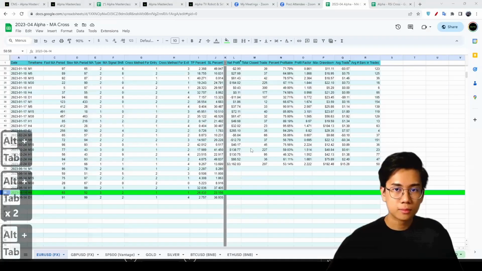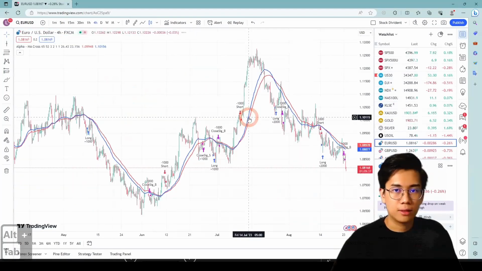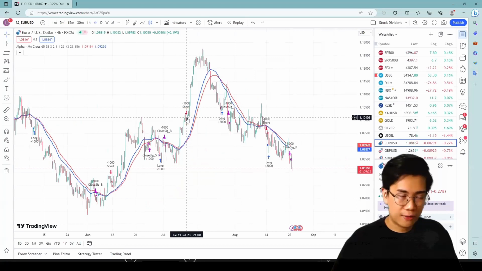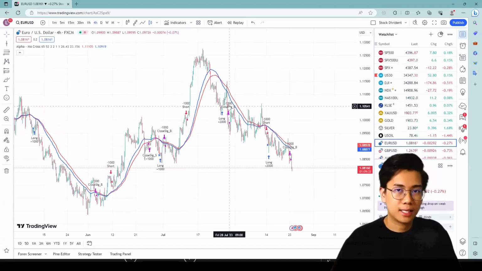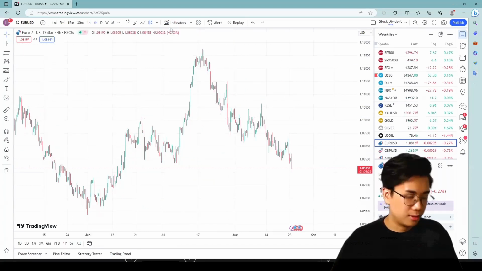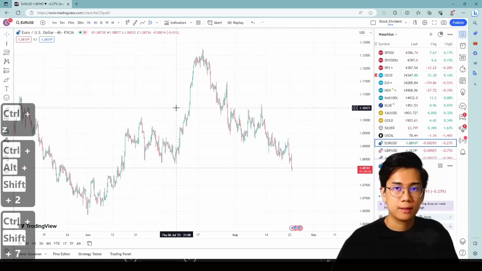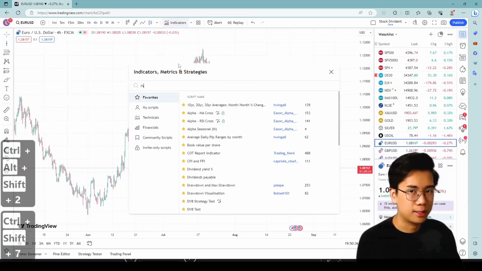Other than this, we also learned one thing. Other than moving average, we also have learned RSI. So based on that, we can also talk about RSI. Okay, so let's say that we go for RSI.